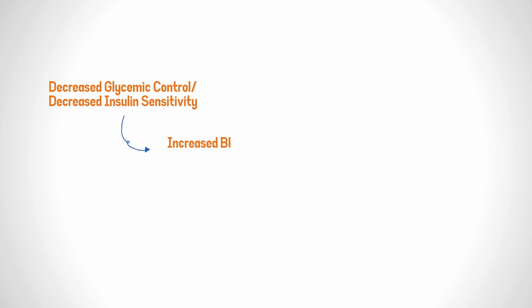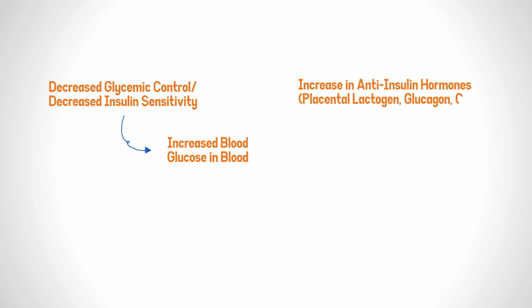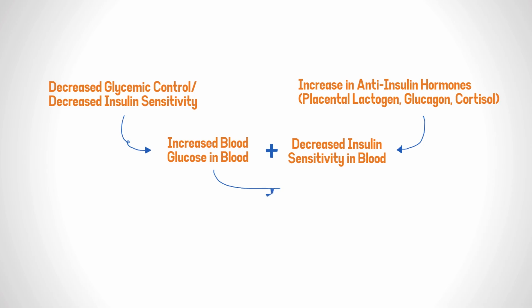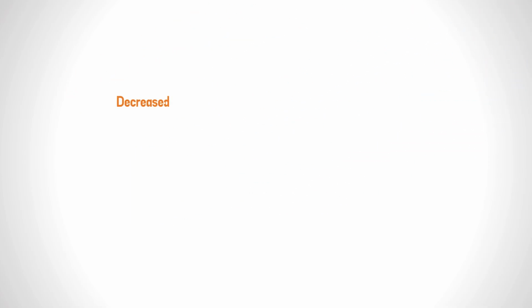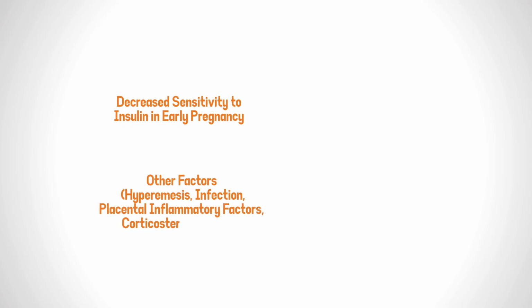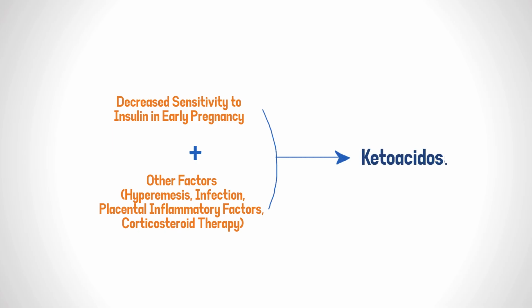During pregnancy, the body's ability to maintain normal glycemic control is challenged by the antagonistic effects of circulating placental hormones, which include human placental lactogen and cortisol. Decreased insulin sensitivity can lead to severe complications such as an increased risk of diabetic ketoacidosis or hyperglycemic hyperosmolar syndrome.